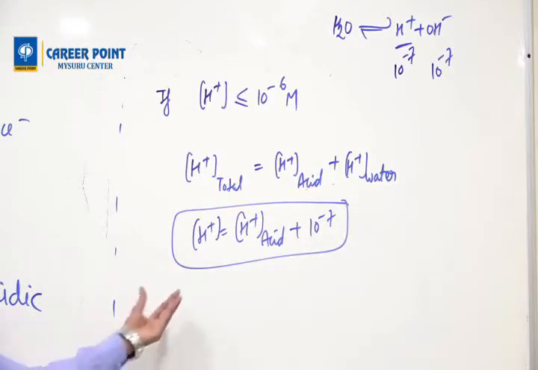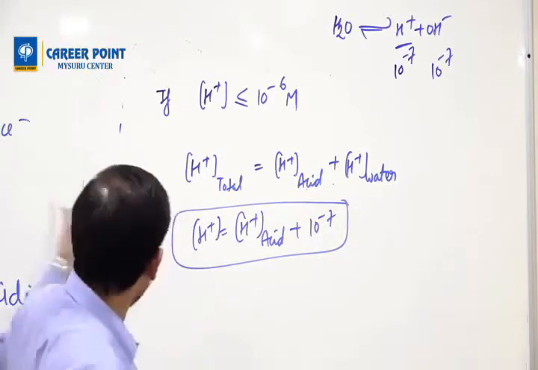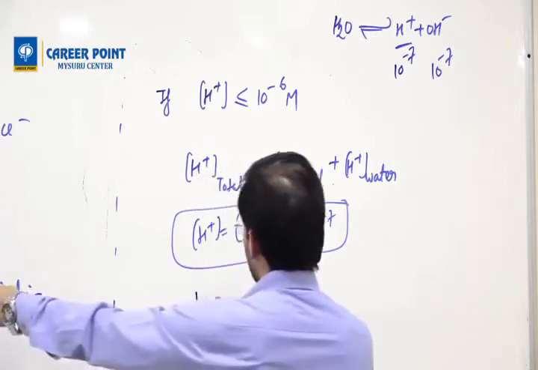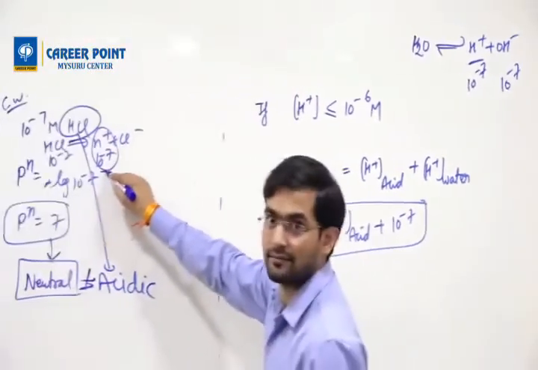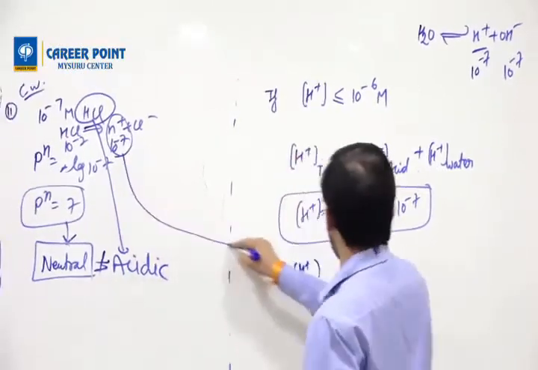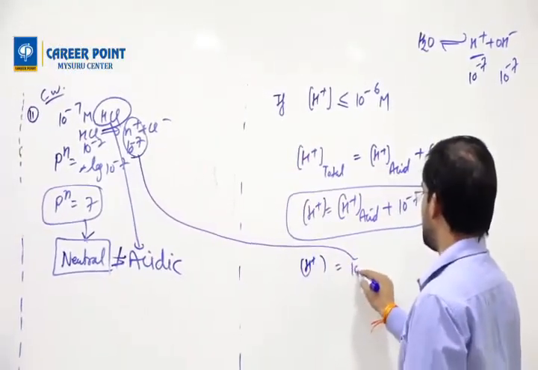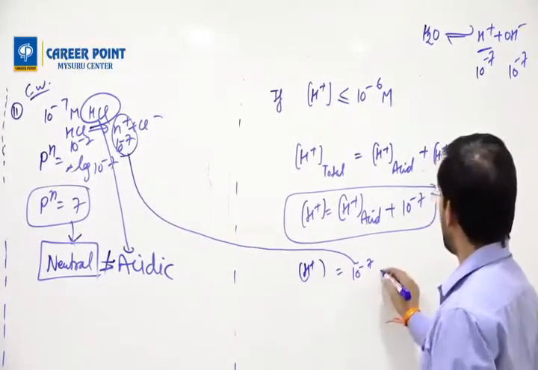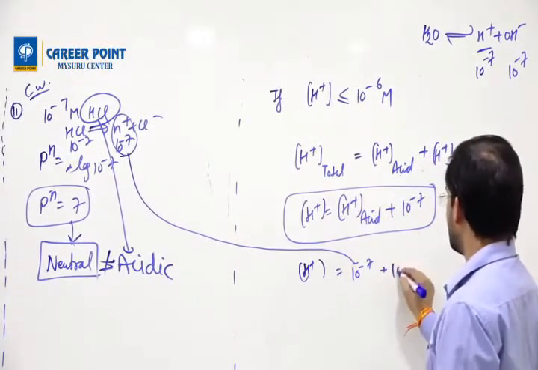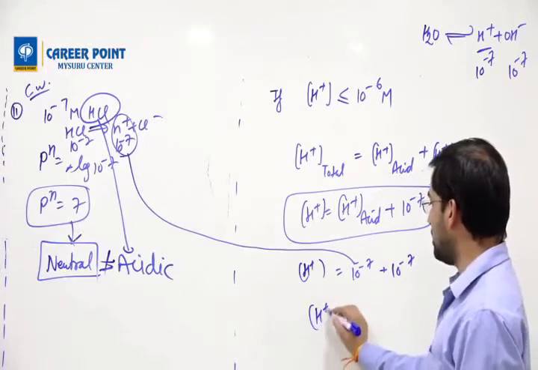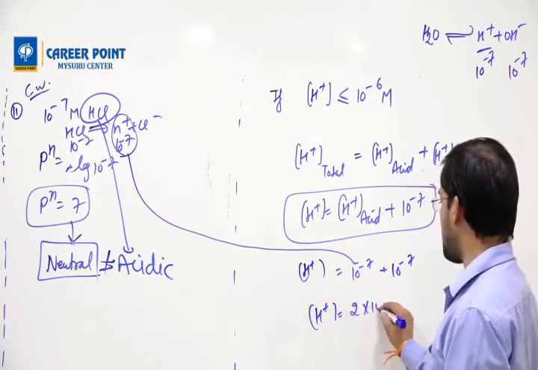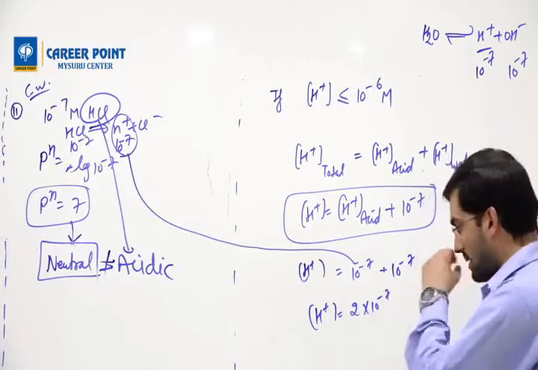Once I know the formula, what I'll do? H plus coming from acid, I take that value here: 10 power minus 7 coming from acid plus 10 power minus 7 coming from water. Now what is the total value? 2 into 10 power minus 7. Now what is the pH?